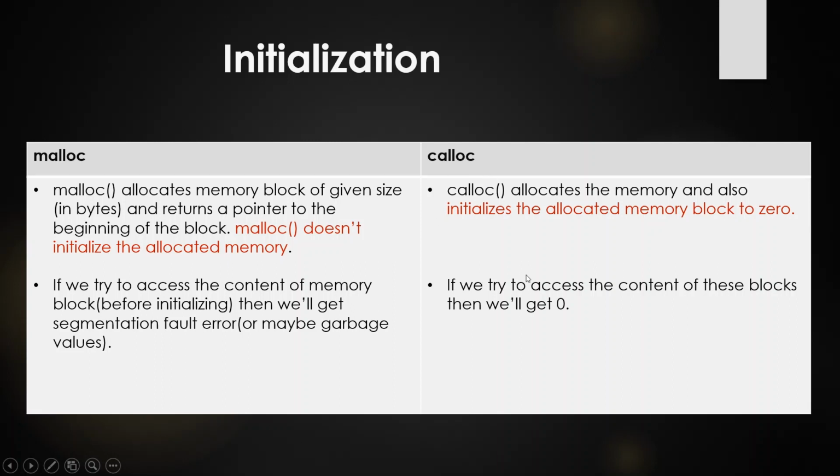We cannot access malloc dynamic memory allocation. It means we can access the dynamic memory which is allocated by malloc, but if we access it, we'll get a segmentation fault error. But in calloc, we'll get a 0 since it is initialized to 0 after dynamic memory allocation.